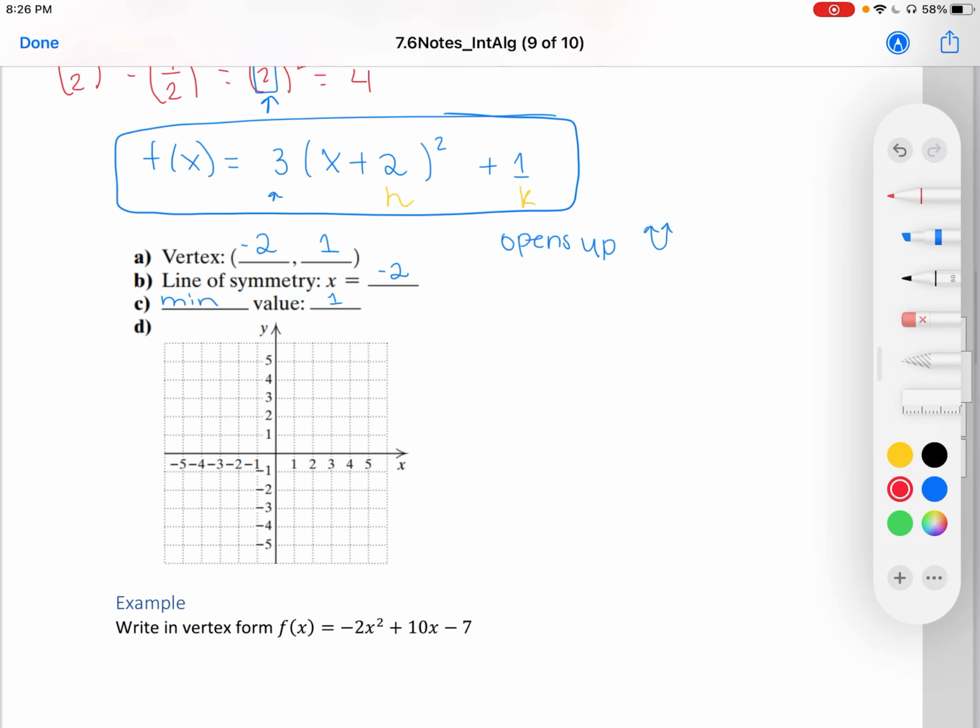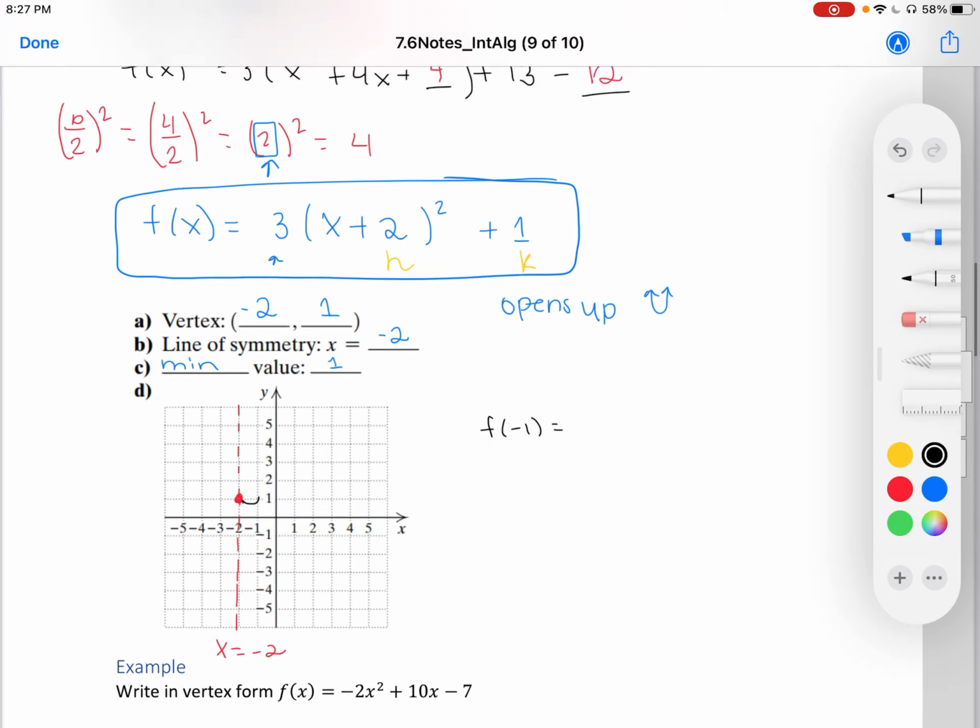So let's plot these important points we found. We have -2, up 1, that's our vertex. And then we have an axis of symmetry going along our vertex, and we have x is equal to -2. Now we go ahead and use one point to guide us to finish the problem. Let's go ahead and use the next one over. Let's test -1. Let's find f of -1.